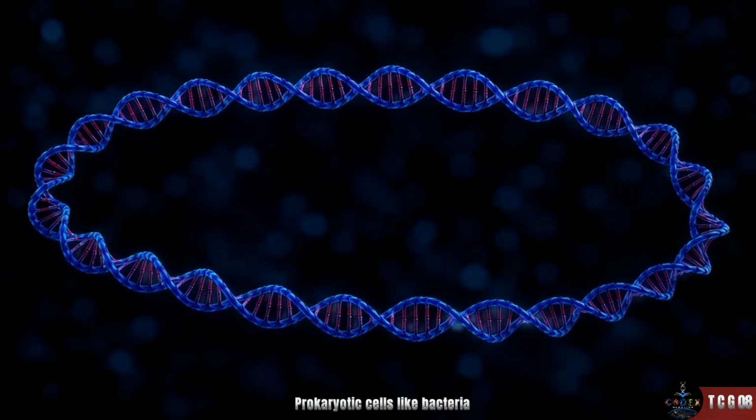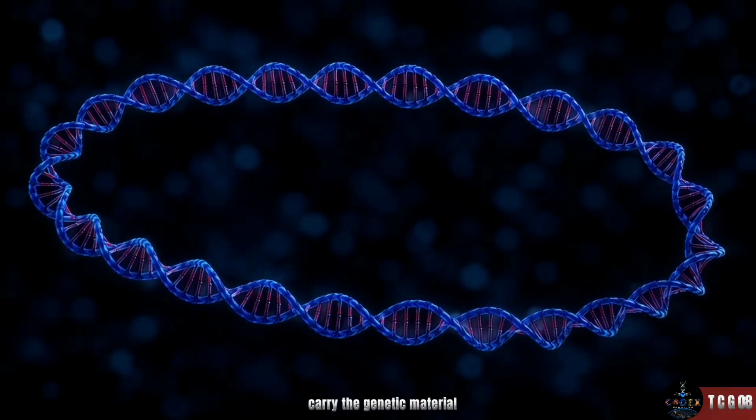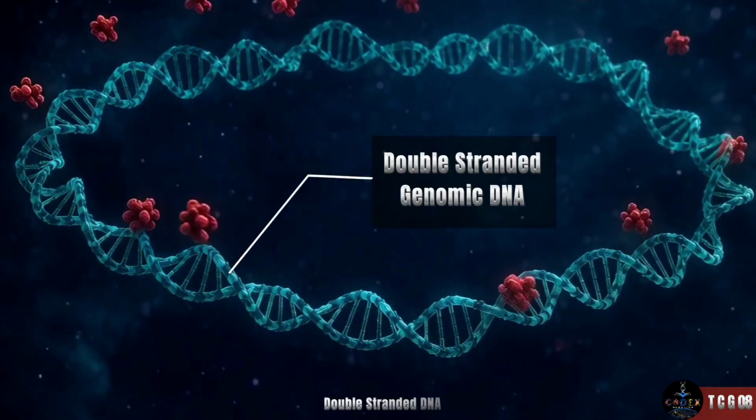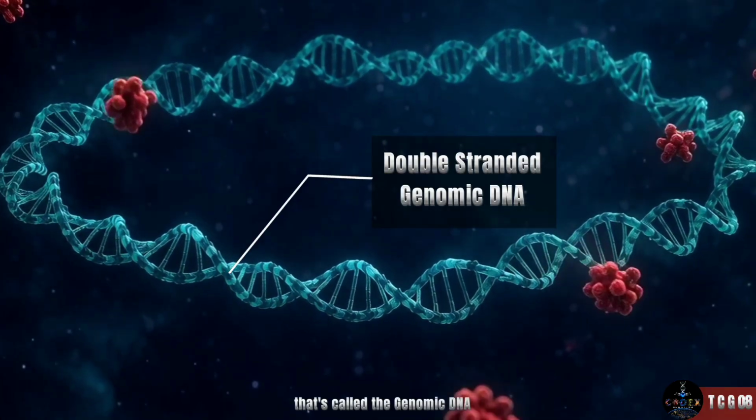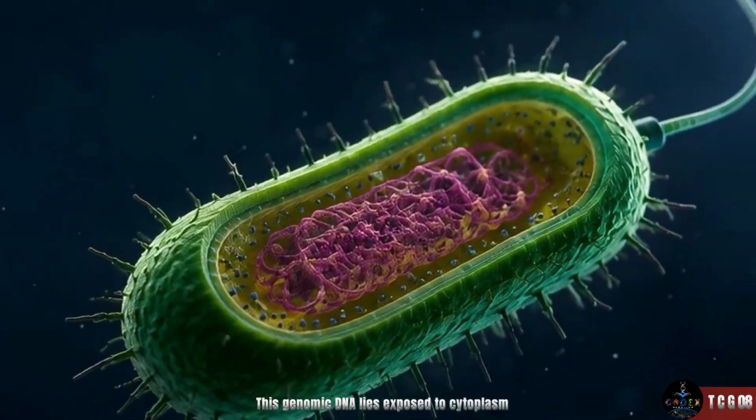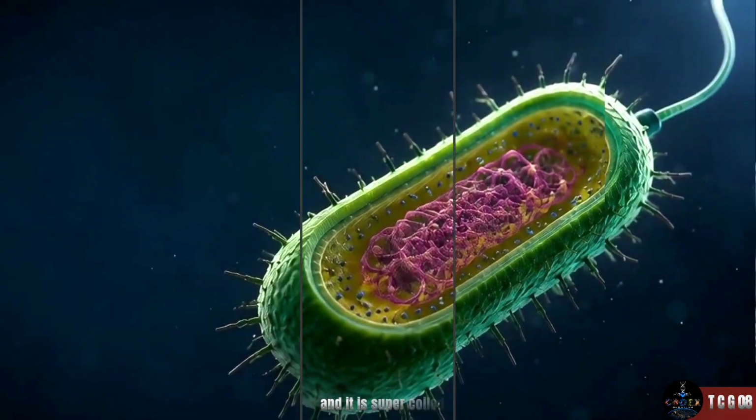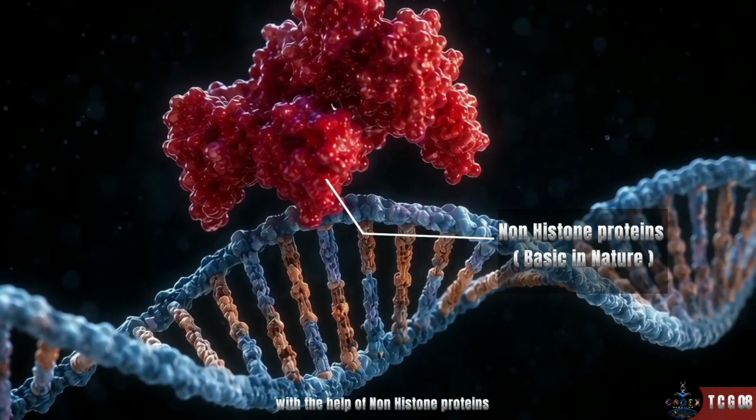Prokaryotic cells, like the bacteria, carry their genetic material in the form of a double-stranded naked DNA. That's called the genomic DNA. This genomic DNA lies naked in the cell and is supercoiled with the help of non-histone proteins.